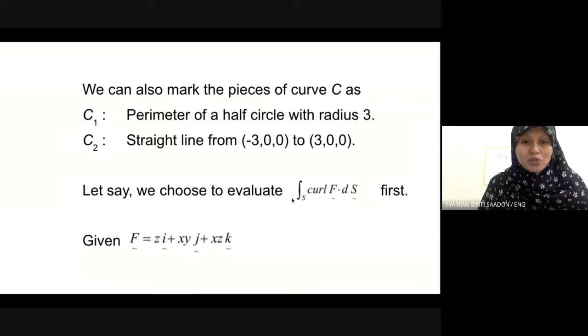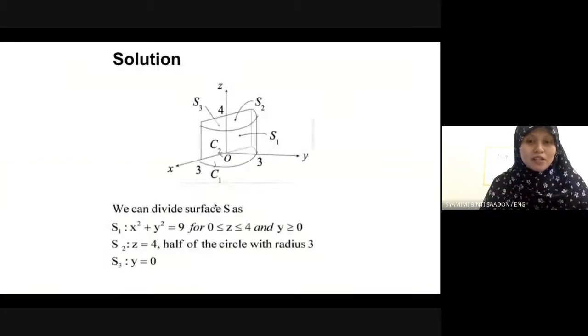Okay, let's say we choose to evaluate the curl F first. So we calculate the curl F over the dS defined just now, S1, S2, S3.